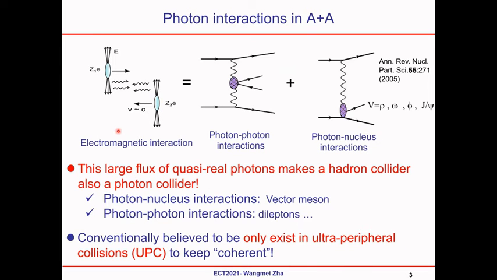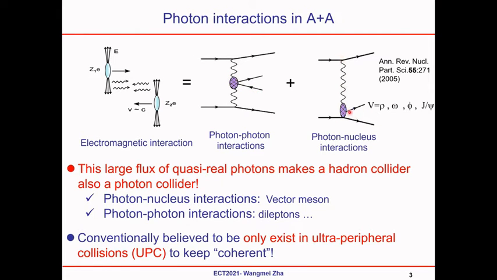With these quasi-real photons, each heavy-ion collider is also a photon collider. With these quasi-real photons, we can have photon-photon interactions. The photon emitted by one nucleus interacts with the photons generated by the other nucleus, which can give us production of dileptons and also particle-antiparticle pairs. But this is not the topic we are focused on. We are focused on the photon-nuclear interactions.